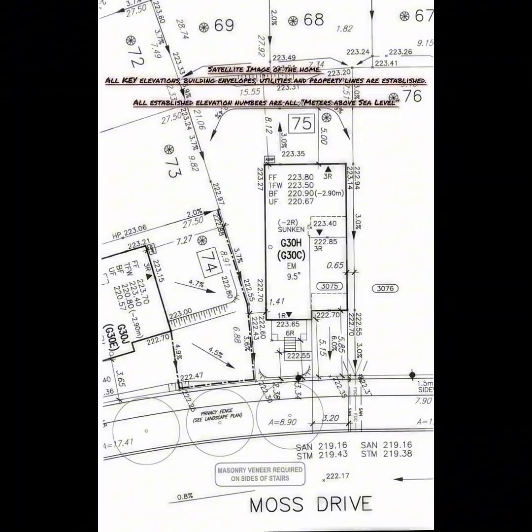Here are some key notes about elevations. In the zoomed in image of Lot 75, this is a satellite image, a bird's eye view of the building. All key elevations, building envelopes, utilities, and property lines are established on the siting. You'll also note that the elevations on this siting are all measured in meters above sea level. So for example, the top foundation wall of Lot 75 is 223.50 meters above sea level.